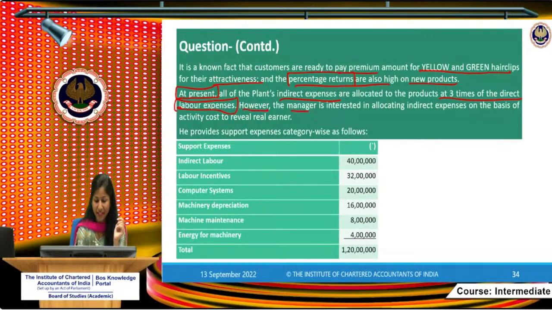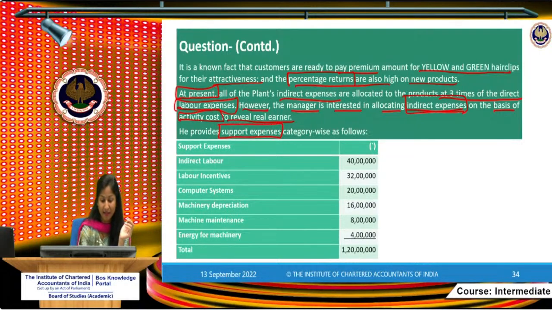However, the manager is interested in allocating indirect expenses on the basis of activity cost, to reveal the real earner, because the manager already knows that the green color is not the actual earner for the company. Though the percentage return is higher, the actual return is not higher, but in actual the least basically.